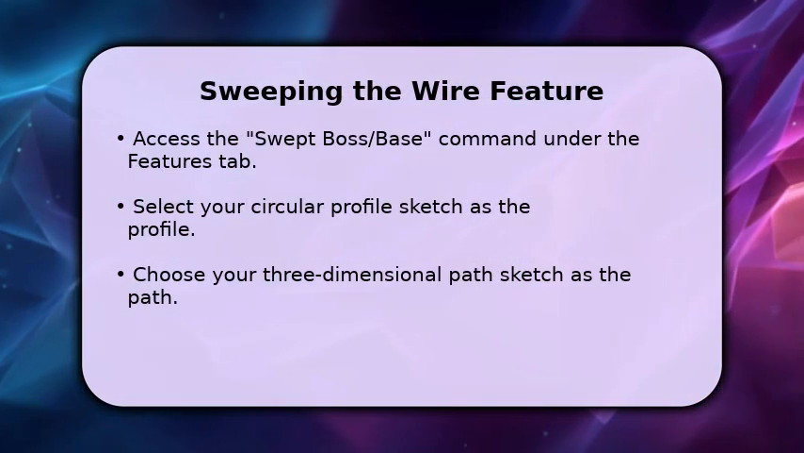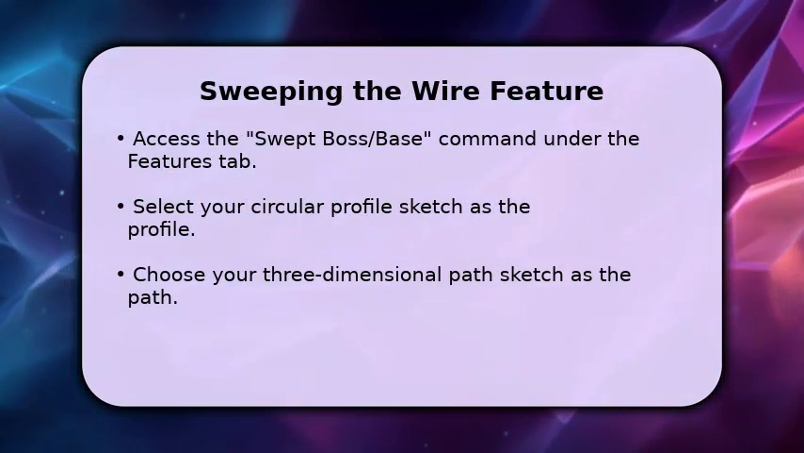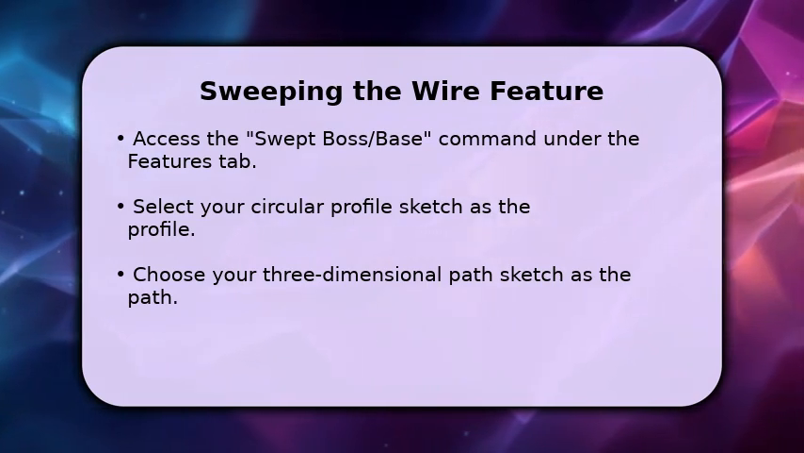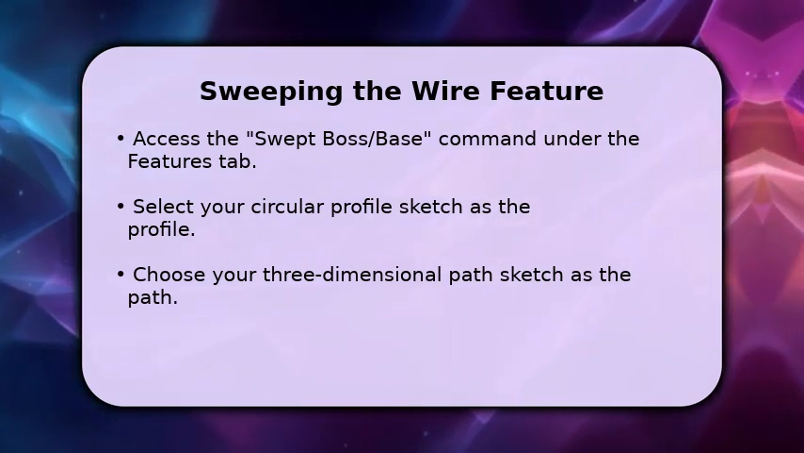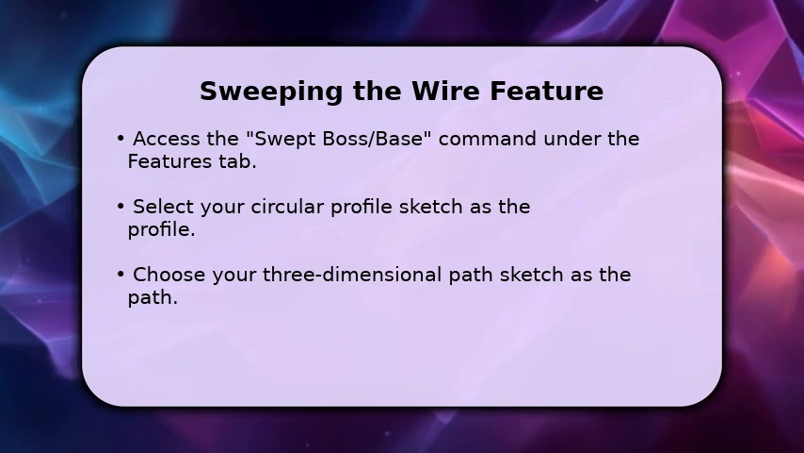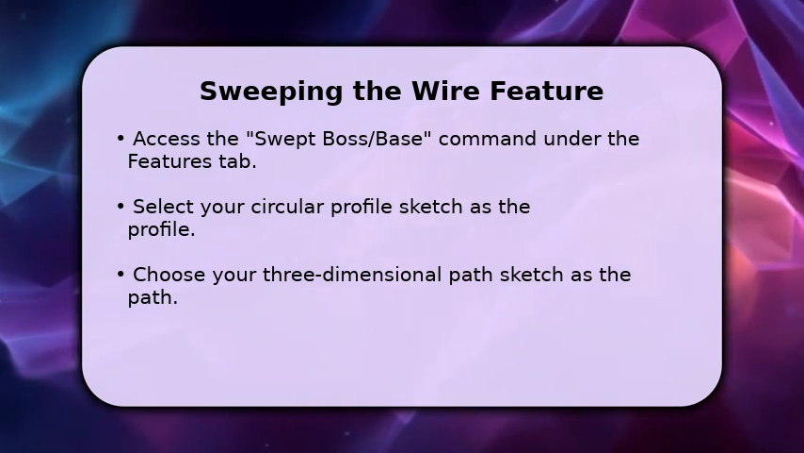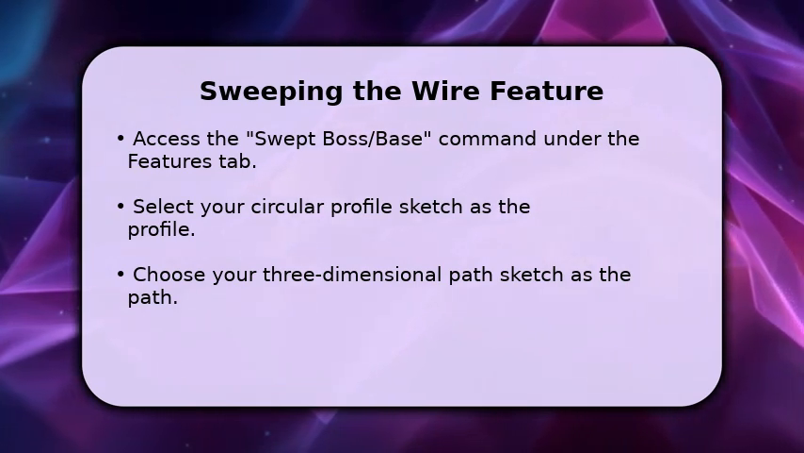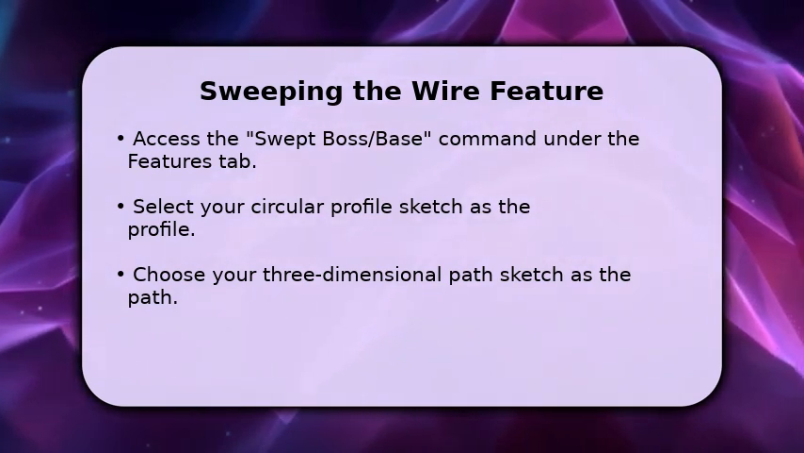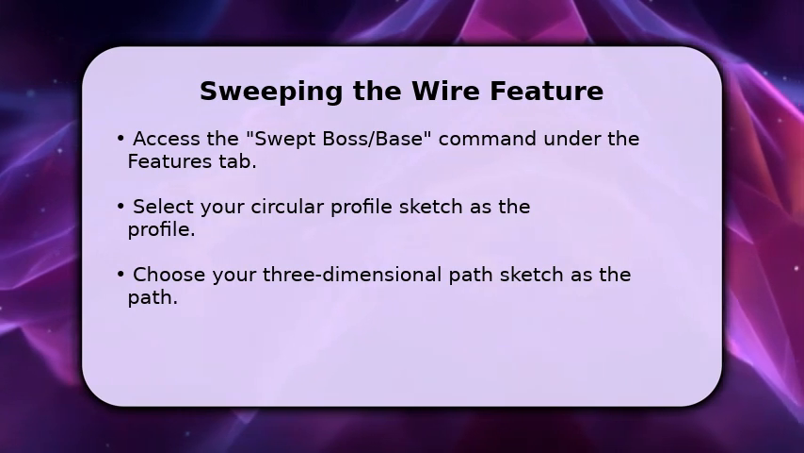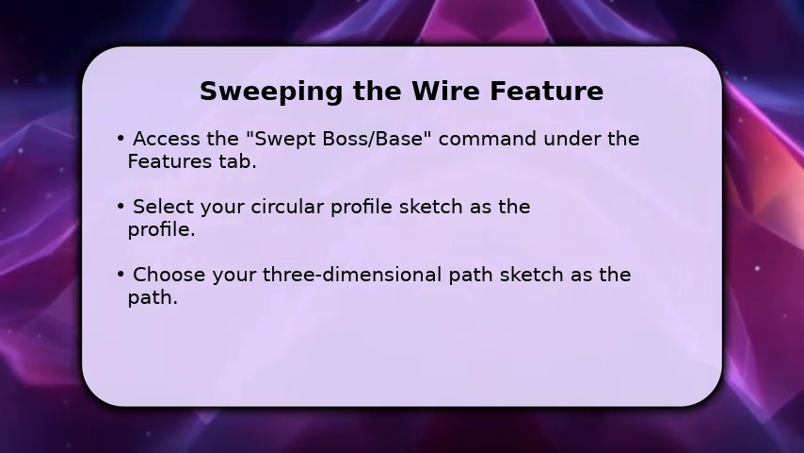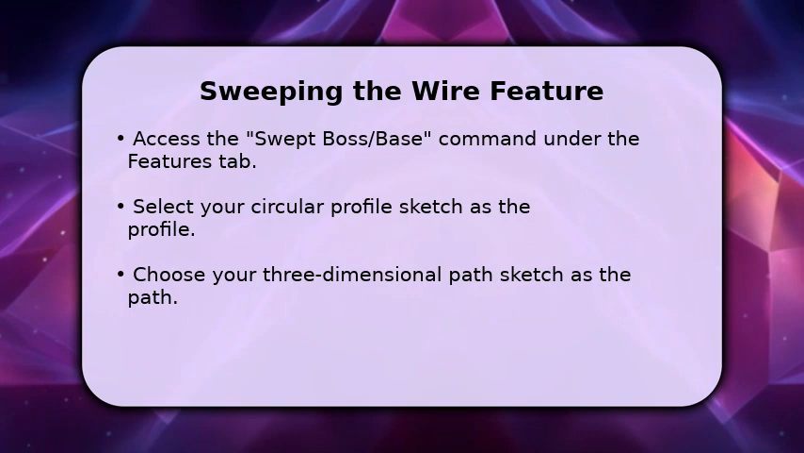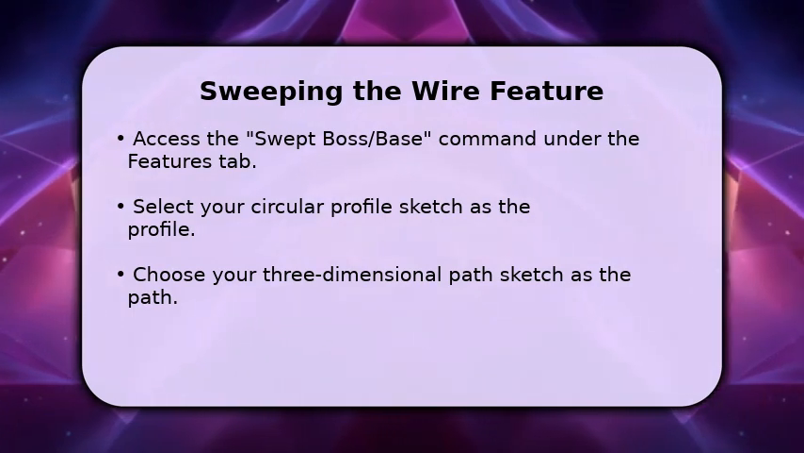With both the path and profile ready, it's time to execute the sweep. Go to the Features tab and select Swept Boss/Base. In the Property Manager, choose your circular profile sketch for the Profile selection box. Then, select your three-dimensional path sketch for the Path selection box. Once both are selected, click the green checkmark to complete the command and generate your three-dimensional wire.